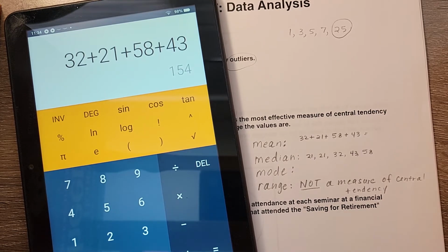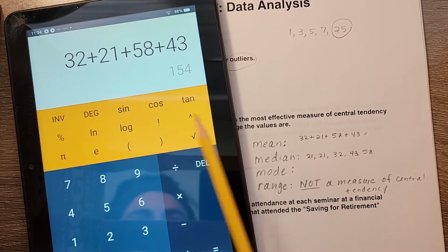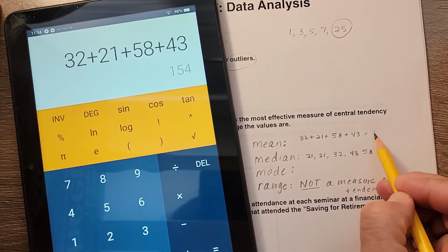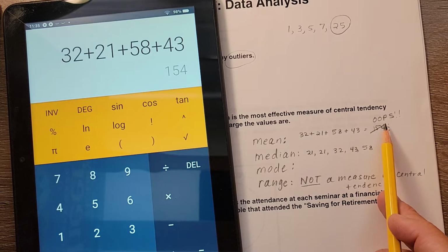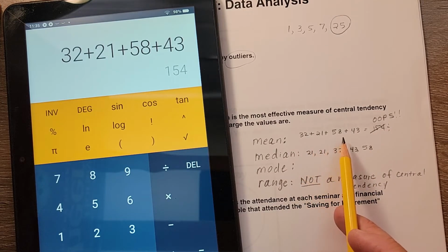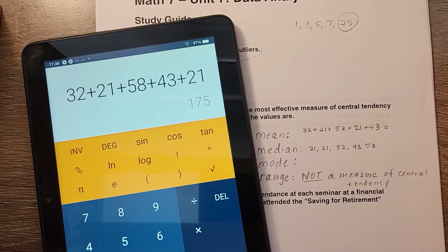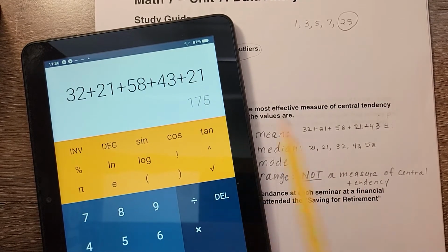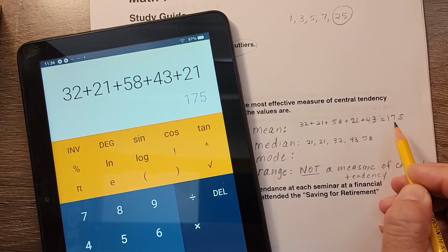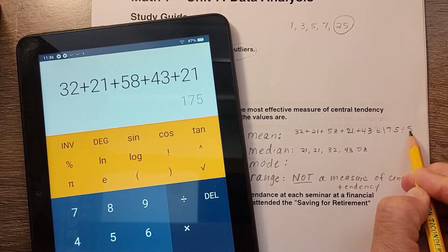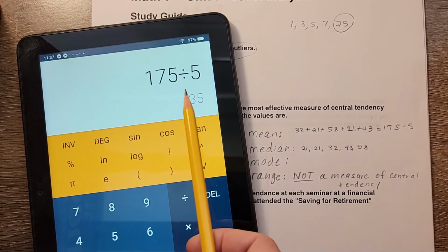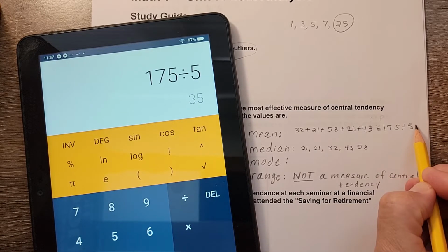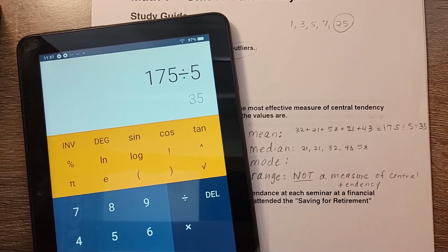Okay, so I added the numbers for the mean, and I got 154. Now I'm going to divide that by... Oops, made a mistake. We are missing a 21 in this list of numbers, so let's redo that. Okay, now we have the right answer because we have 2 21s, and our answer is 175. And now I'm going to divide this by 5, since there are 1, 2, 3, 4, 5 numbers. And 175 divided by 5 is 35. So our mean is 35.